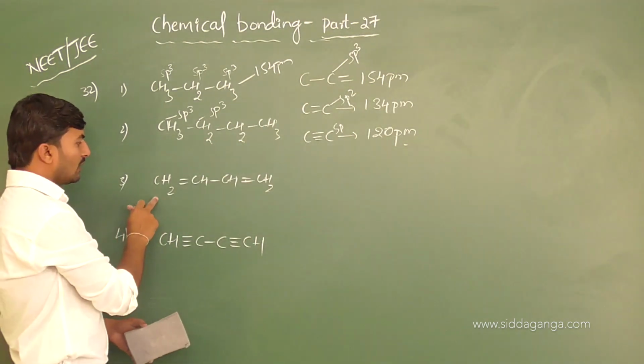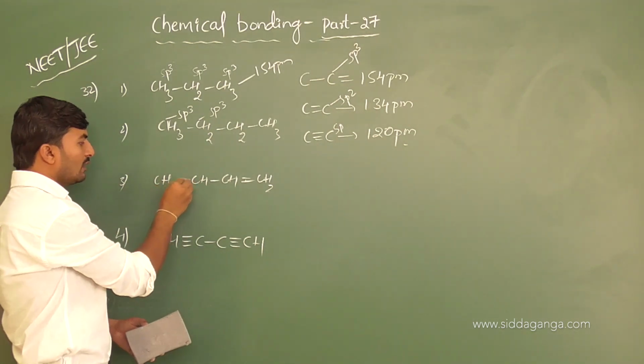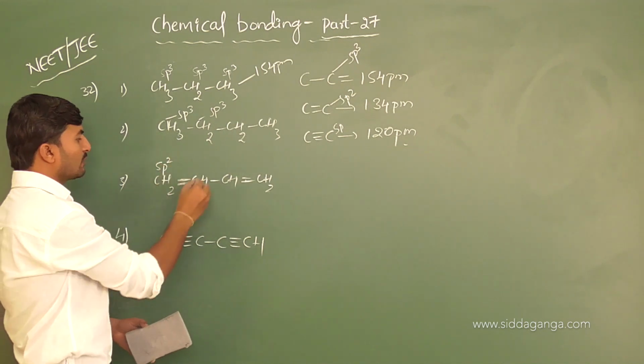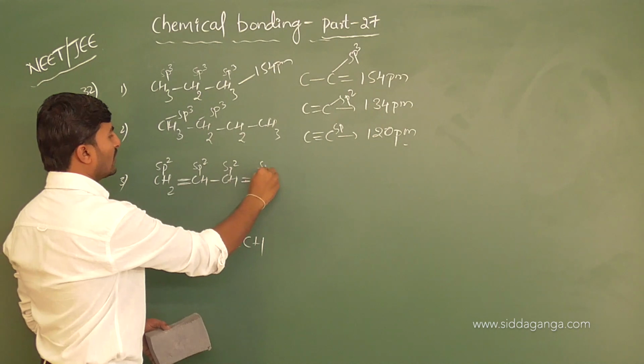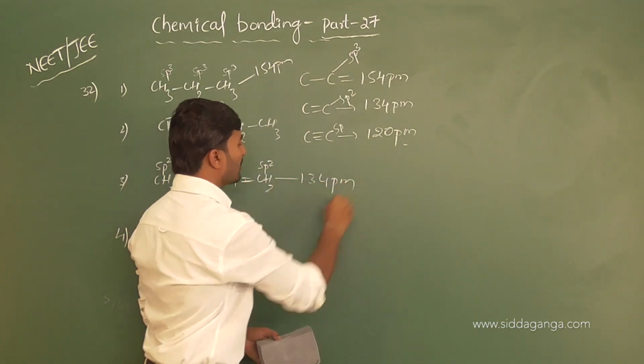Again, if we come to the third one, here this carbon atom will have a single bond and a double bond, so it has a pi bond. Since it has a pi bond, it must have sp2 hybridization. Here also it is sp2, which means what will the bond length be? It is 134 picometer.